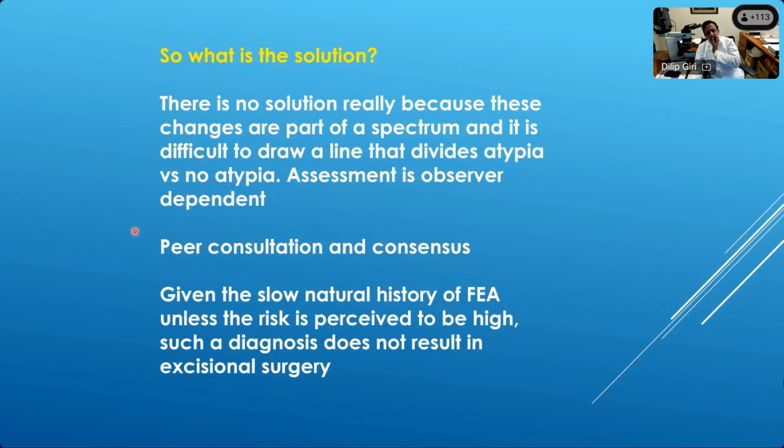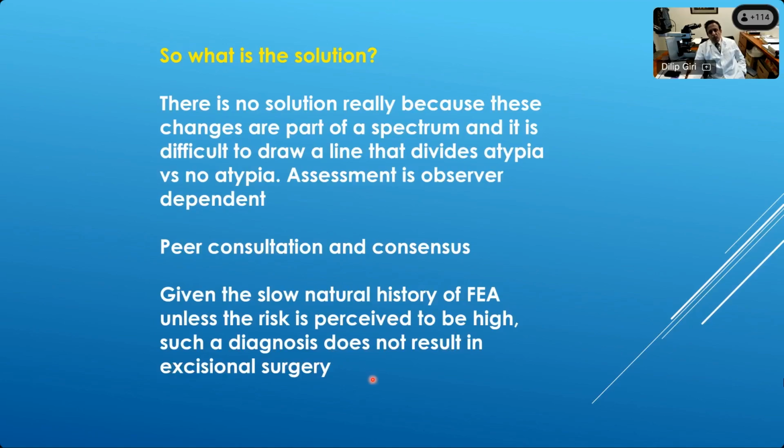And therefore, as a way out, and because there are implications to that diagnosis, peer consultation and consensus is important. And this is the only substitute that we have at this time. Now, given the slow natural history of FEA, unless the risk is perceived to be high, such a diagnosis, at least now in New York, at Memorial Hospital in particular, does not result in excisional surgery. The surgeons and oncologists are happy to just follow these patients closely to see if something untoward happens.